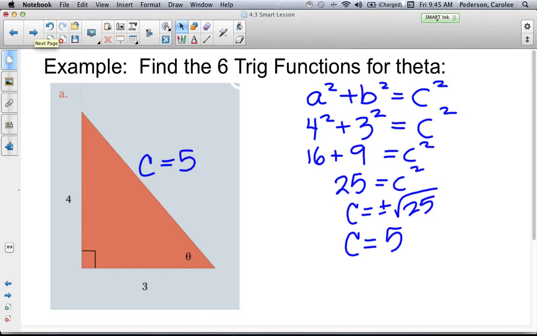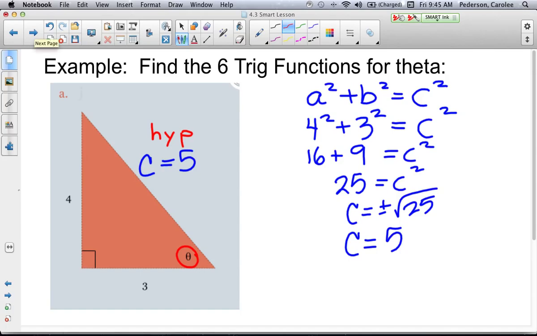Before I go out and identify the 6 trig functions, go ahead and physically write on the 3 sides, because you'll make fewer mistakes. So here is my angle theta, in the bottom corner. So let's talk about the 3 sides. Which one is the hypotenuse? The 5. We kind of already talked about that. So I just write hypotenuse for short there.